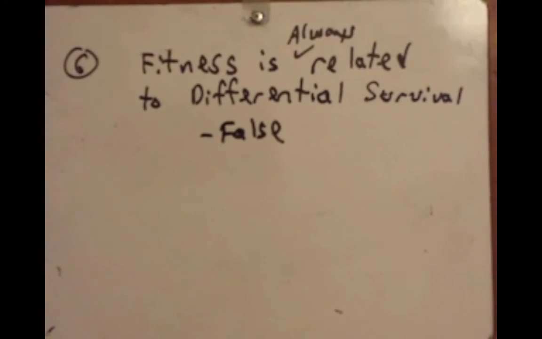You could have an individual that could survive a very long time, but if they don't reproduce often, then they're not as fit. They don't pass those genes on to the next generation. That's how you win. You've got to pass your genes on, regardless of how long you survive.